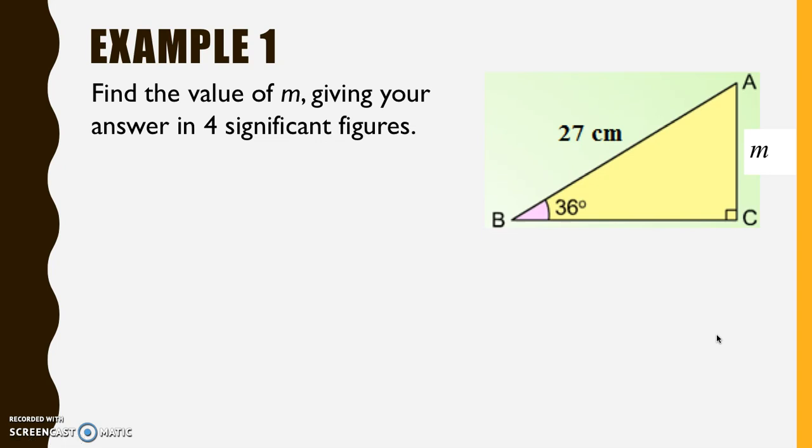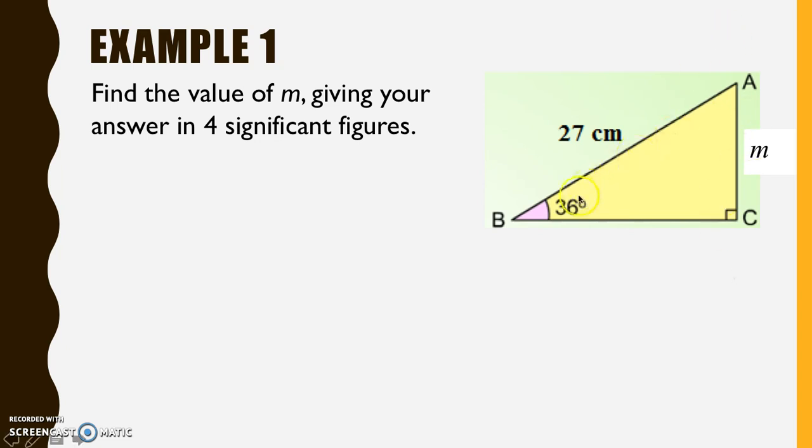We are asked to find the value of m in this right-angled triangle, giving our answer to 4 significant figures. The first thing you want to do when you encounter such a question is to always label the 4 things. What are the 4 things? The angle of interest, the hypotenuse, the opposite, and the adjacent.